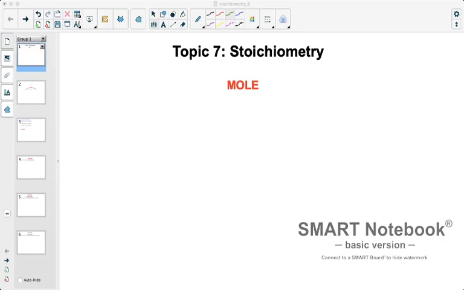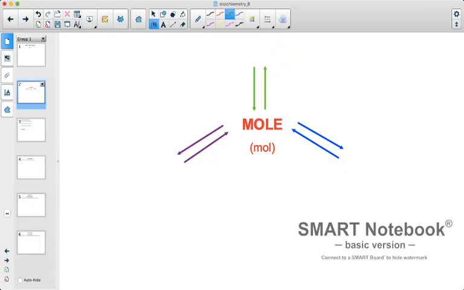Welcome, welcome everyone. In today's lesson, we're going to learn a word that is very unique to chemistry. A mole, lucky for you, doesn't just have one definition, it actually has three definitions. In chemistry, a mole can be equivalent to a mass. A mole can equal a volume, and a mole can equal a quantity.